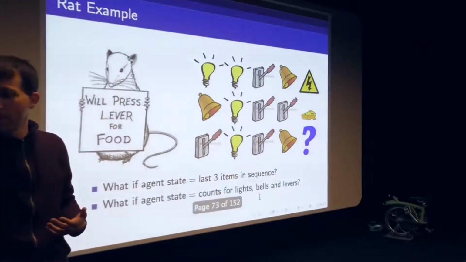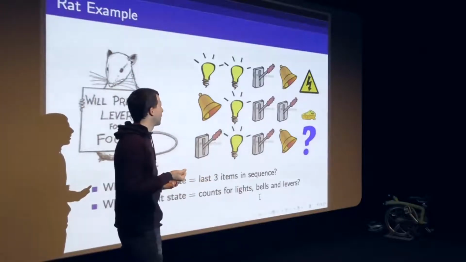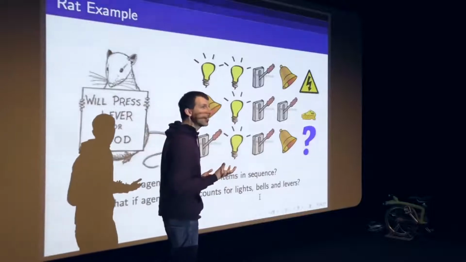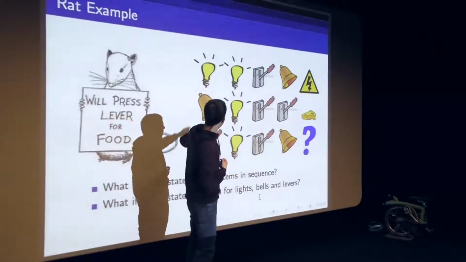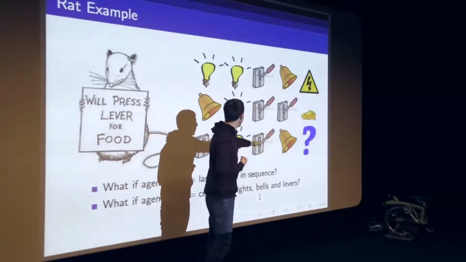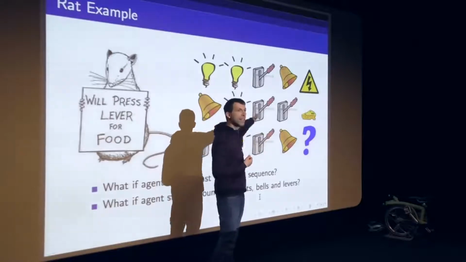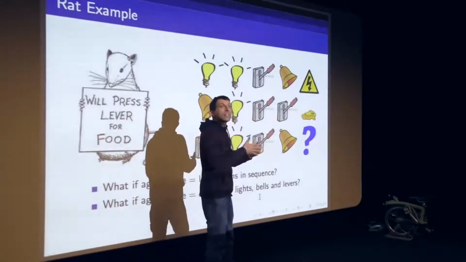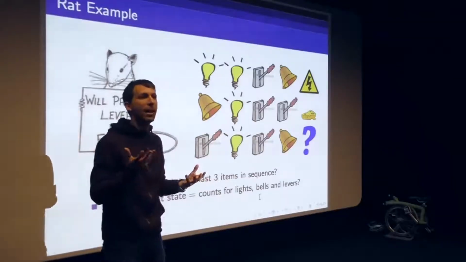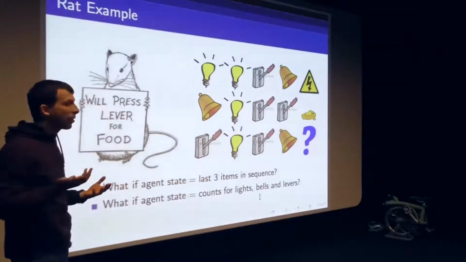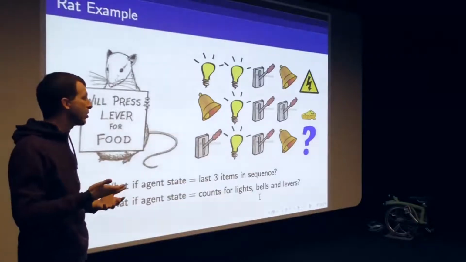You might, for example, choose the agent state to be counts for the lights, the bells, and the levers. If that was your agent state, then you might count them up and say, hey, look, in this example we see the lever being pressed twice, the light has come on once, and the bell has sounded once. So that's exactly the same as this second episode here. So if that's our representation of state, we would expect that the cheese would appear now. So it should be clear that what we believe will happen next depends on our representation of state.